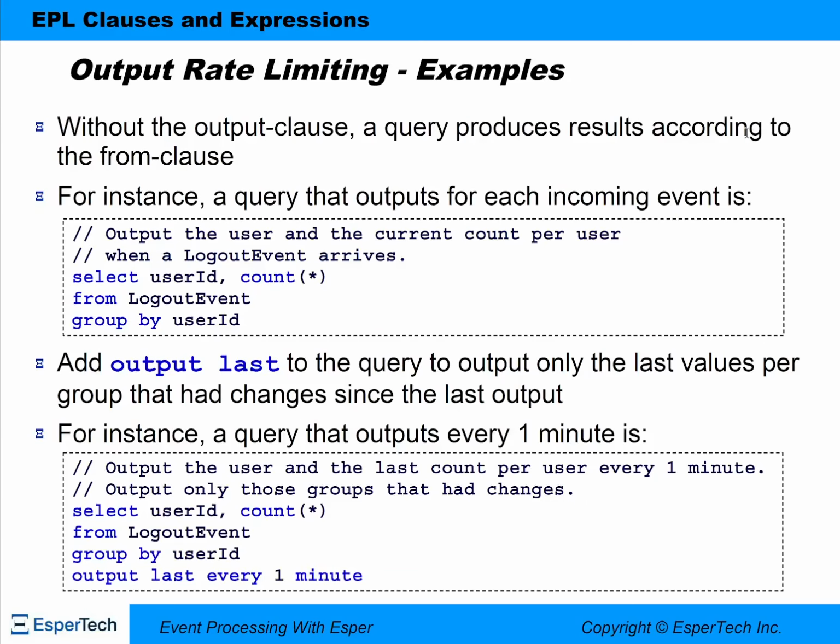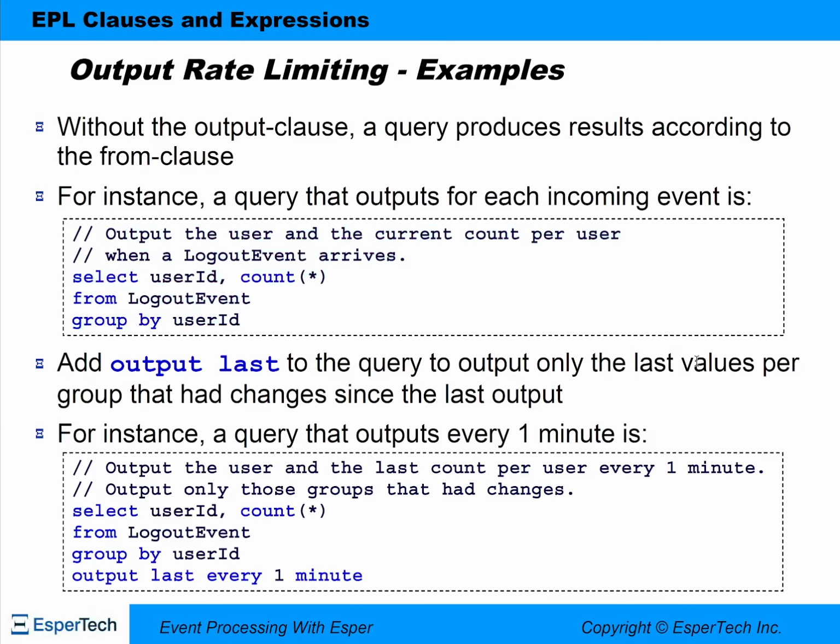Without the output clause, a query produces results according to the from clause. For instance, a query that outputs for each incoming event is as follows. This sample query outputs the user and the current count per user when a logout event arrives. Select userId, count(*) from LogoutEvent group by userId.